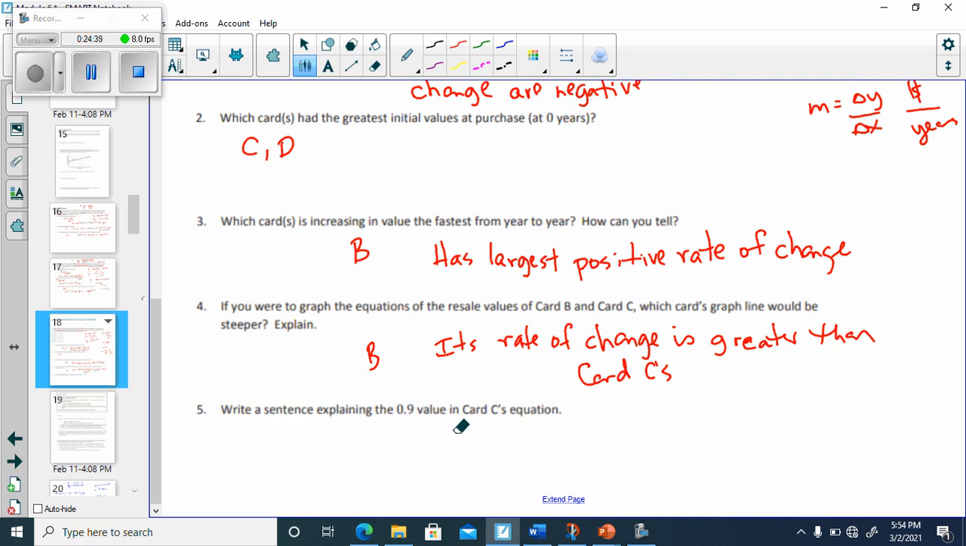0.9. Card C. Card C's resale value goes up. 0.9 is 90 cents, right? 90 cents per year. Okay, that's what that means.